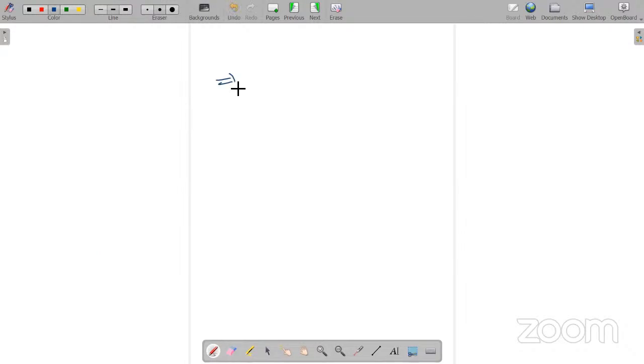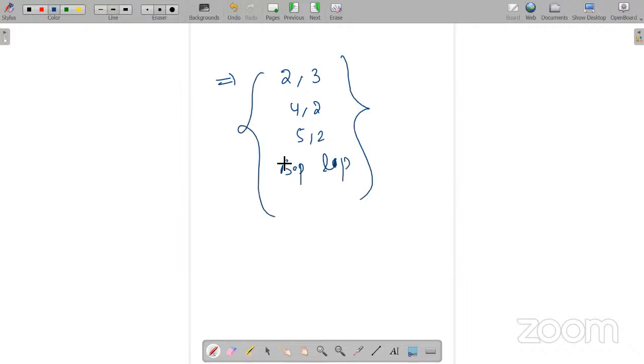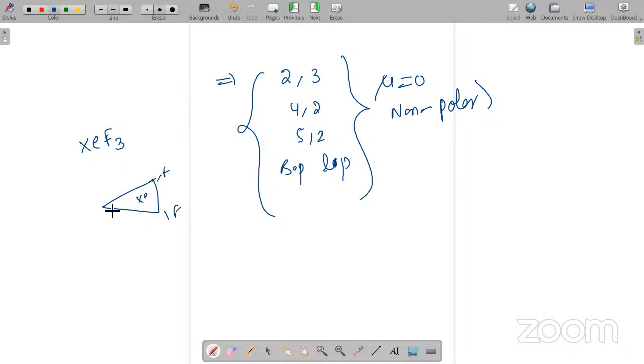Some of the non-polar molecules are, we can also say, 2, 3, 4, 2, and 5, 2. So this is also bond pairs, this is also lone pairs. If they are in this number, again their dipole moment is 0, and they are coming non-polar. Why? Just take the example of XeF2. Xenon, fluorine.